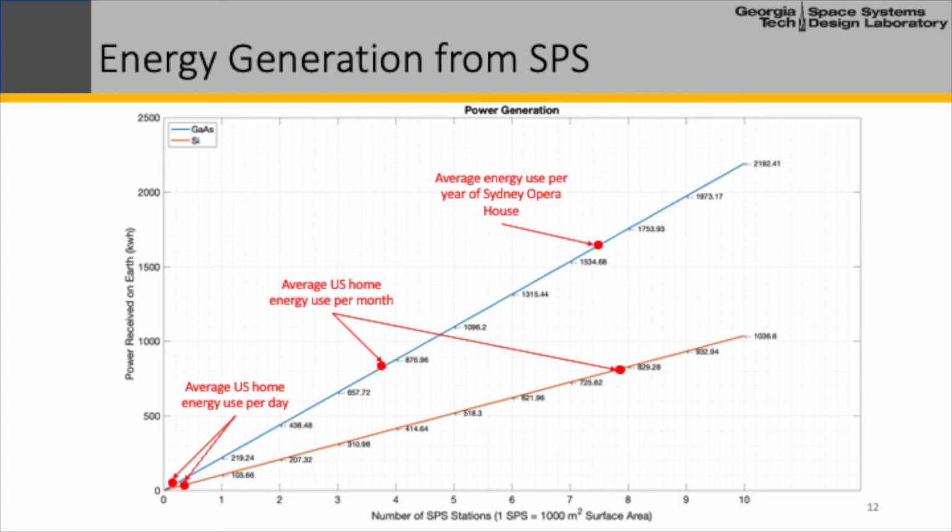Then, finally, you can see that if you were to build 8 solar power satellites using gallium arsenide solar cells, you'd be able to generate enough power in 1 hour to power the Sydney Opera House for at least one whole year.